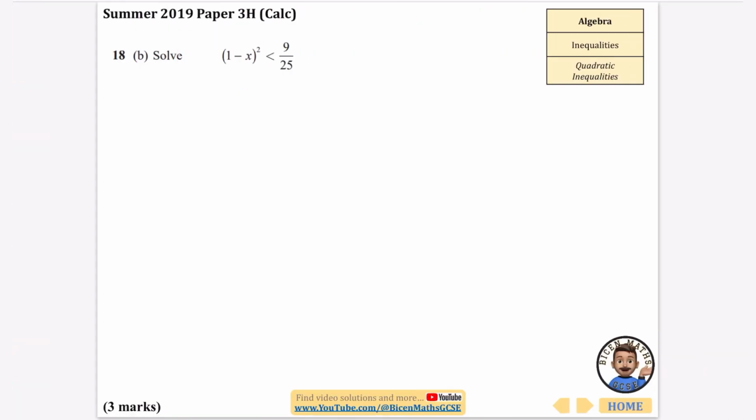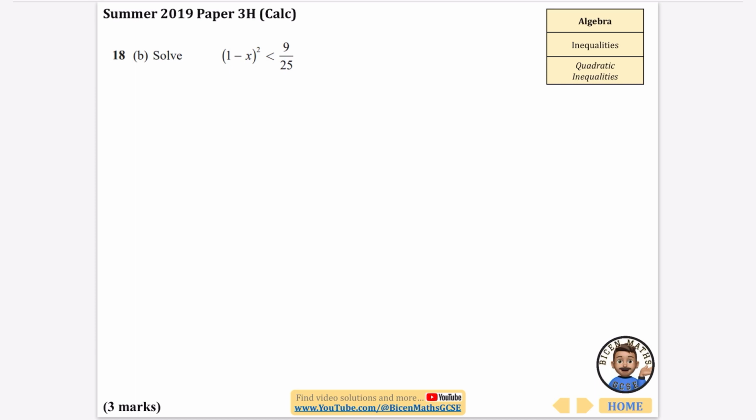Okay, in this one, you might think I'm going to have to do some expanding of the brackets to try and solve this, but actually we've only got one x by itself, so we could just square root both sides. That's going to give us the critical values, and then we're going to use the critical values to try and reason what the inequalities should actually be as the final answer.